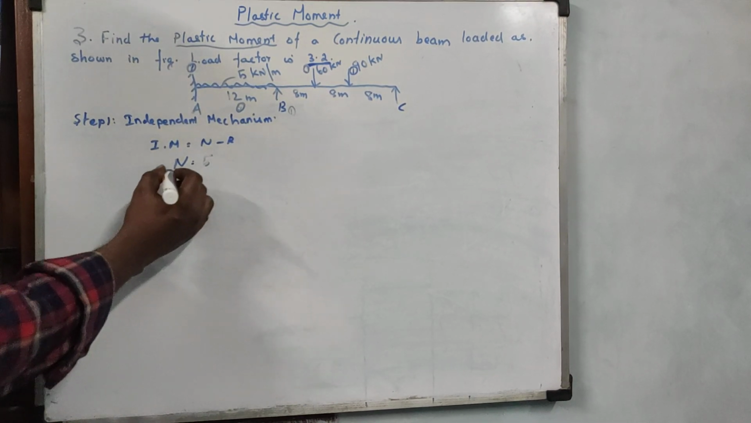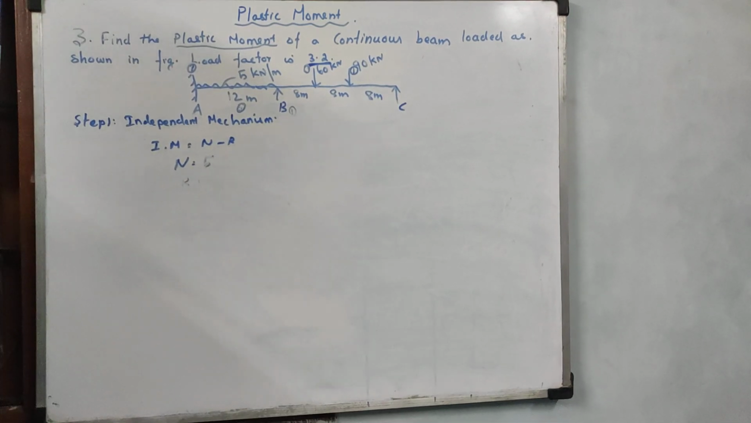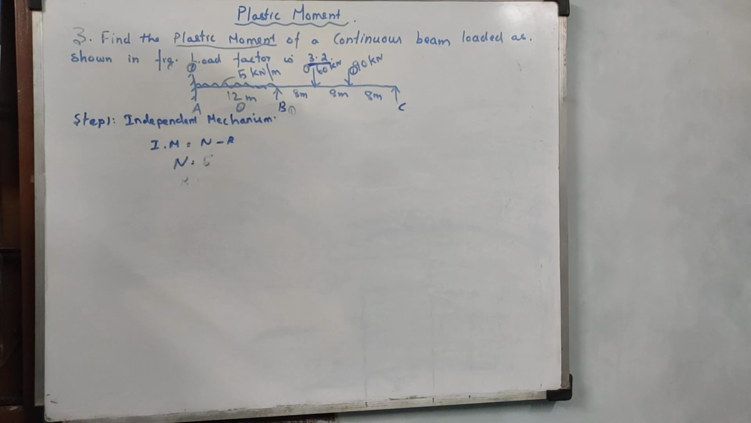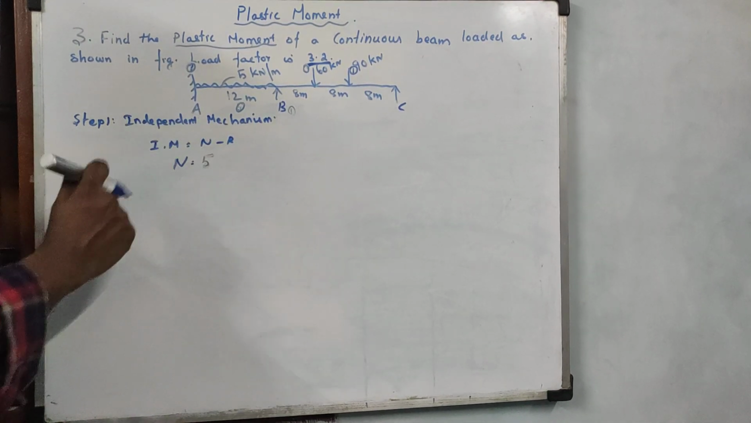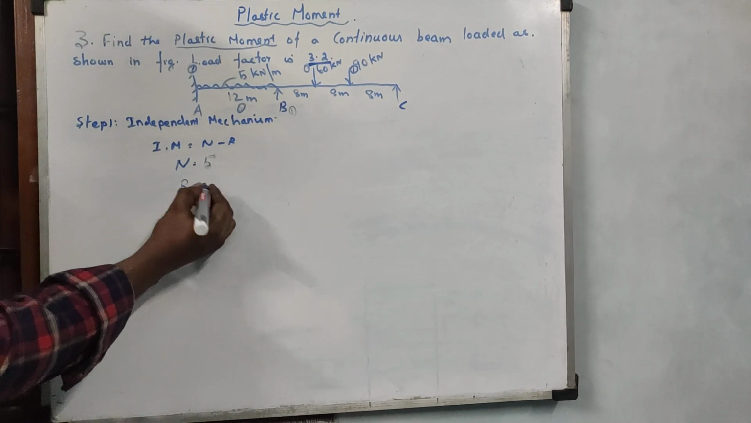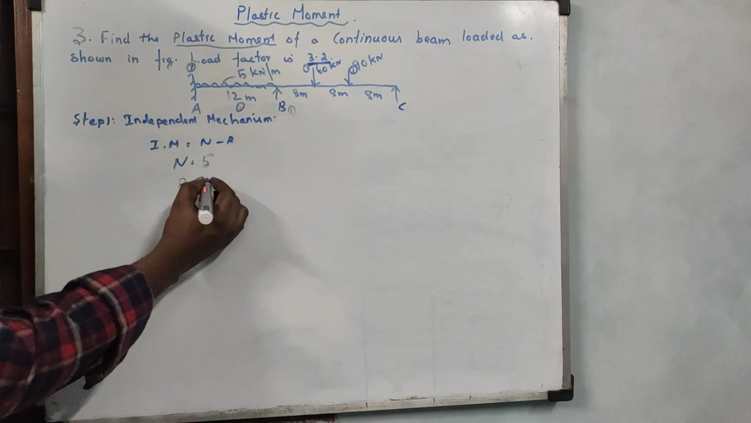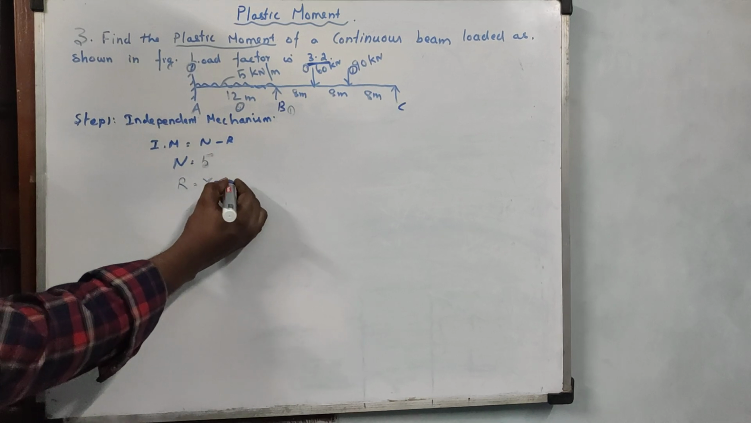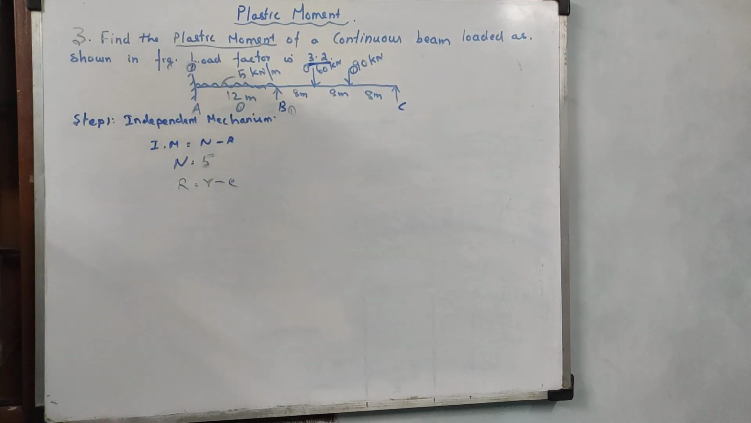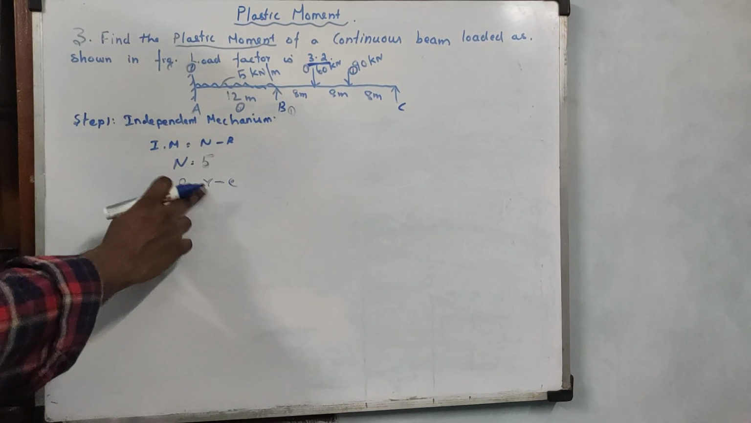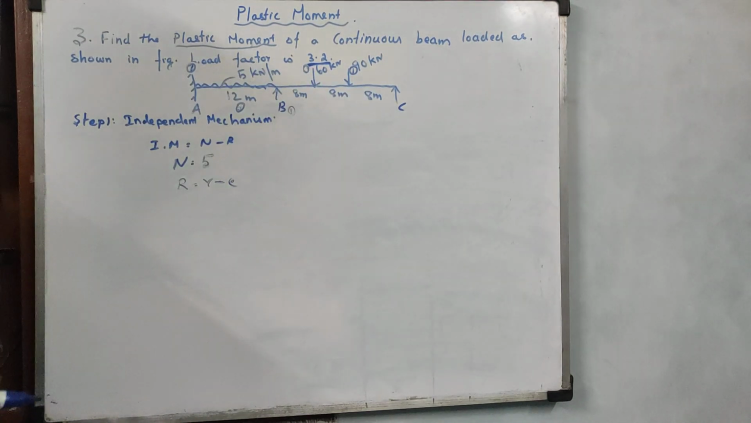5 possible hinges, and R equals the degree of indeterminacy. For a continuous beam, we know that the degree of indeterminacy equals small r minus e, where small r is the number of unknown reactions, and small e is the equilibrium conditions. So for unknown reactions, we have 3 supports. For fixed support, the number of unknown reactions is 3. For simple support, the number of unknown reactions is 1.